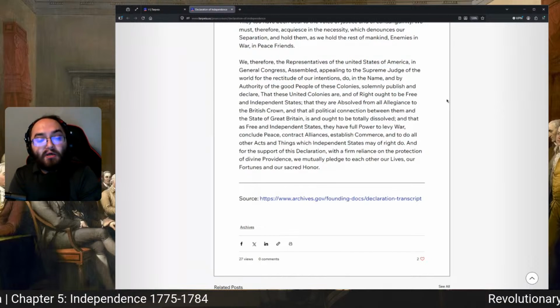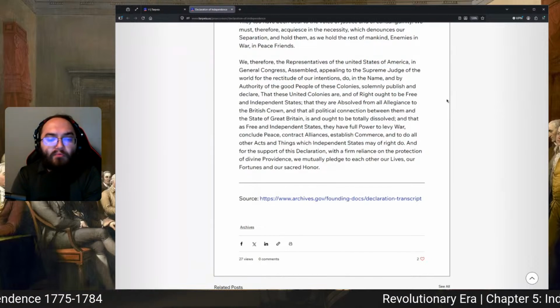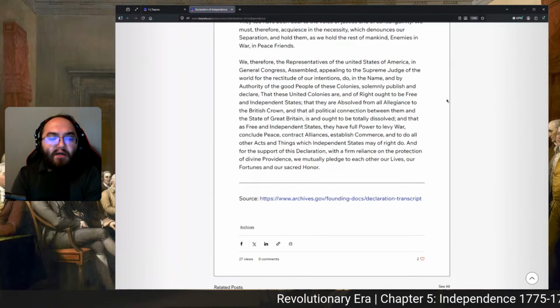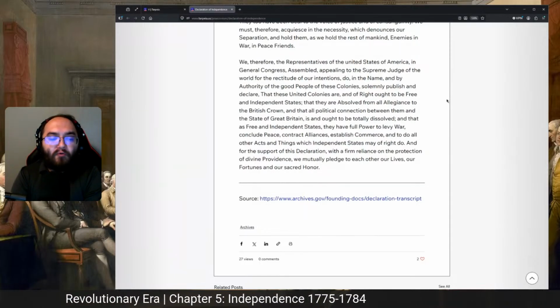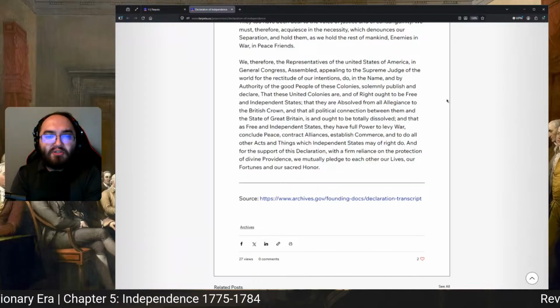And for the support of this declaration, with a firm reliance on the protection of divine providence, we mutually pledge to each other our lives, our fortunes, and our sacred honor.